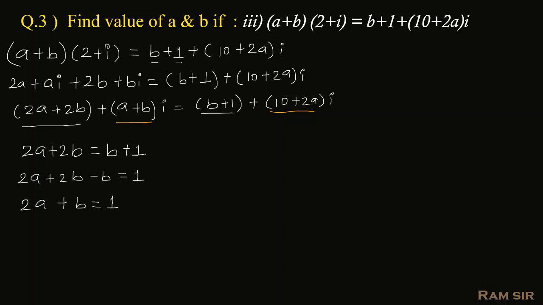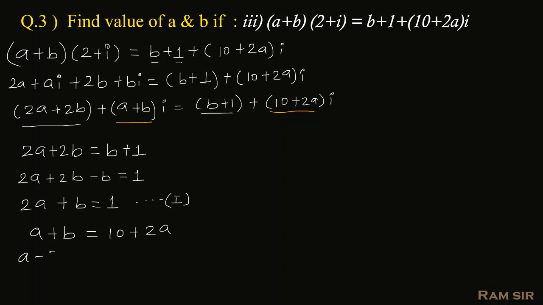We are getting an equation from here directly. Value of a and b is not possible from this alone. So we'll mark this as equation number 1. Similarly, now compare the imaginary part. So we get a plus b is equal to 10 plus 2a. So again shift all the variables on the left hand side.